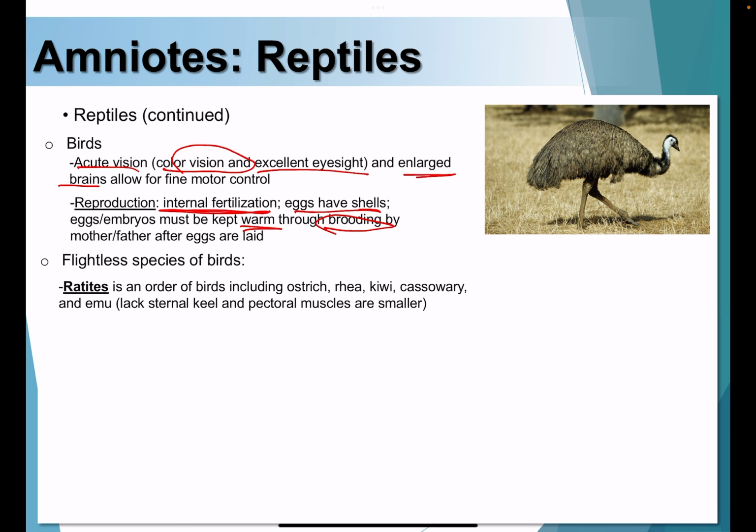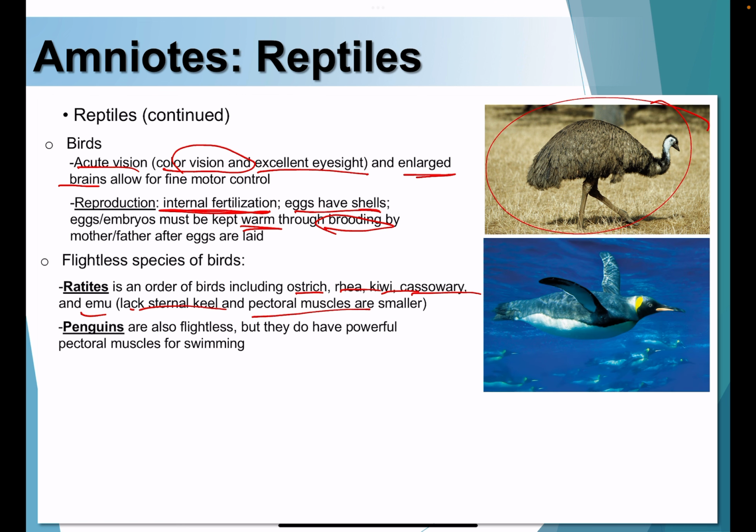Now, there are birds that can't fly, because not all birds can fly. So there are a couple of them here. Ratites is an order of birds that include your ostrich, rhea, kiwi, cassowary, and also emu right there, where they cannot fly. Why they can't fly is because their body structure lacks a sternal keel, and also their pectoral muscles are a lot smaller, such that they cannot fly.